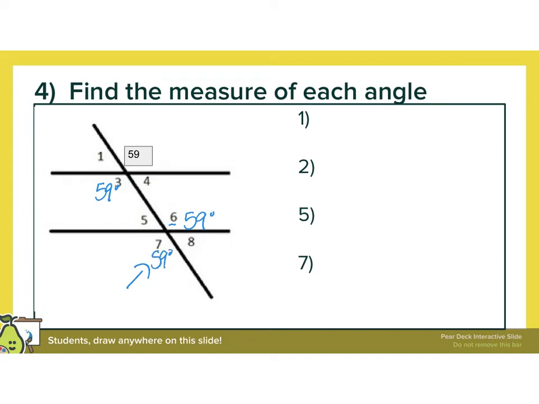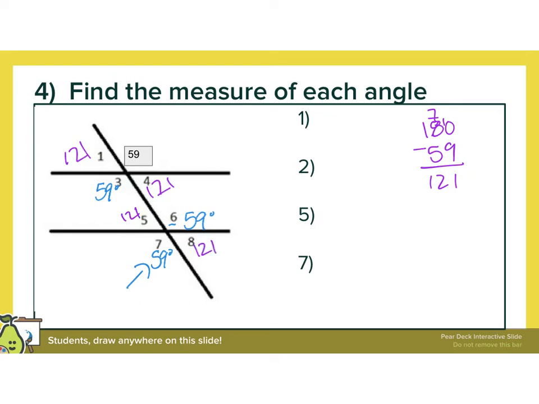I will switch colors for the rest. And I have to subtract from 180. 121 is all of the other ones. Oops. Oh, wait, did I do that wrong? Oh, it just looks wrong, but it's right. This angle is clearly smaller, but it's not to scale.